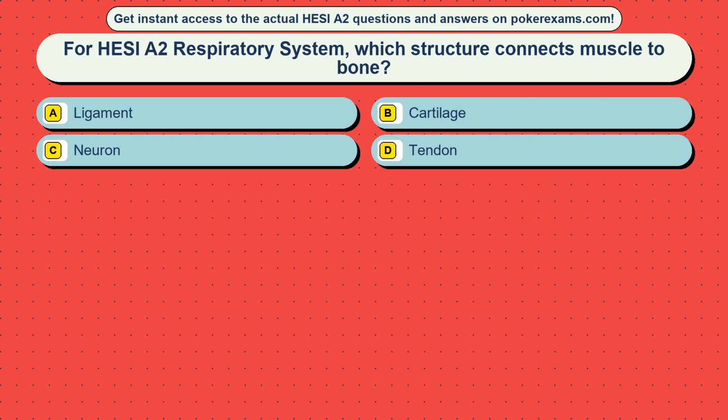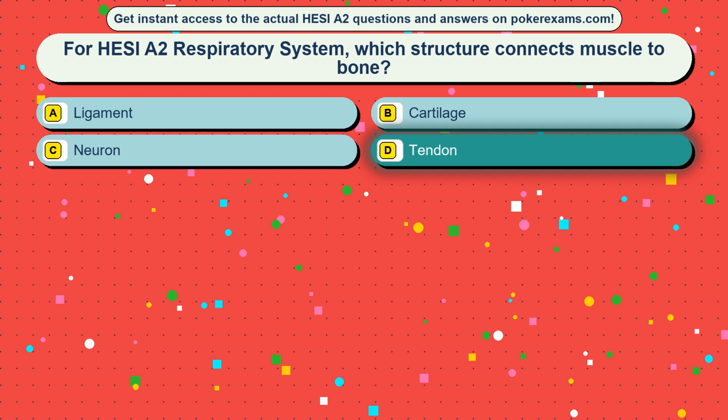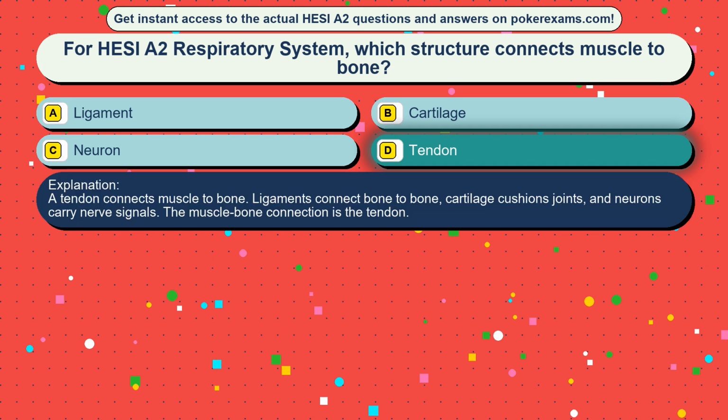Question 42. For HESI A2 respiratory system, which structure connects muscle to bone? Option A, ligament. Option B, cartilage. Option C, neuron. Option D, tendon. The correct answer is option D, tendon. A tendon connects muscle to bone. Ligaments connect bone to bone. Cartilage cushions joints, and neurons carry nerve signals. The muscle-bone connection is the tendon.